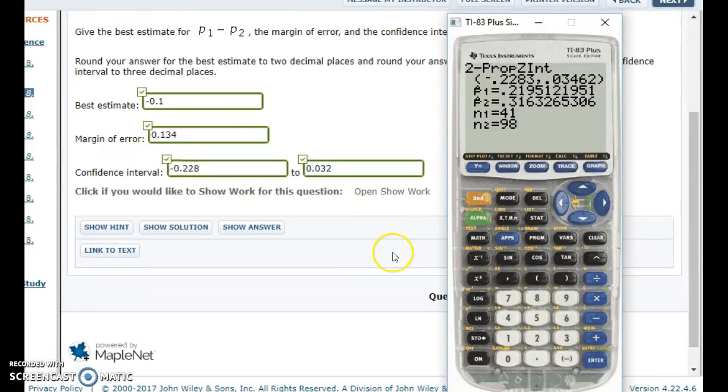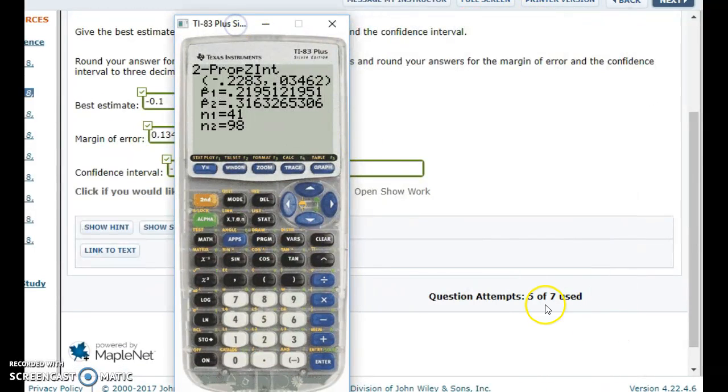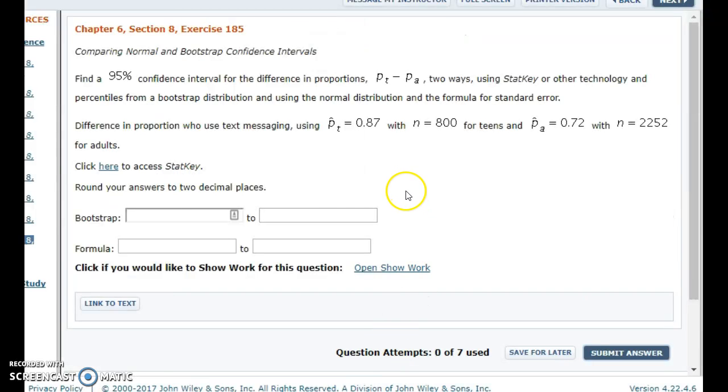So I actually went through and you can see that 5 out of 7 attempts used. It's okay. No problem there. I'll go ahead and do one more so you can see the bootstrap, the calculator, and I'll actually try to do the formula. Okay, so find a 95% confidence interval for the difference in proportions using stat key and use the formula. So difference in proportion who use text messaging for teens and for adults.